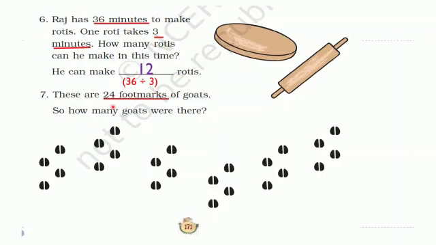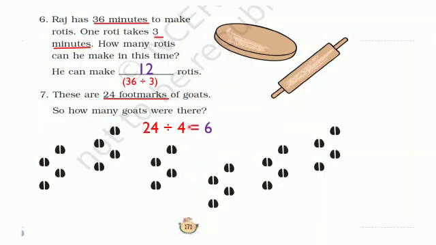Seventh one, these are 24 footmarks of goats. So how many goats were there? Now total how many footmarks they have given? They have given 24 footmarks. So one goat has how many footmarks? 4. So we have to divide 24 divided by 4.